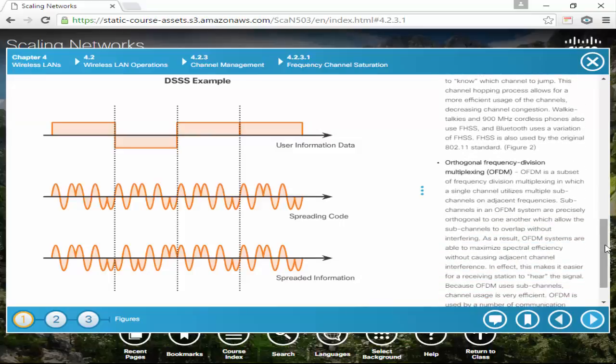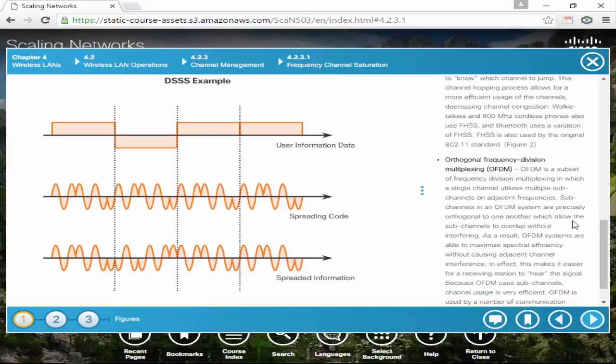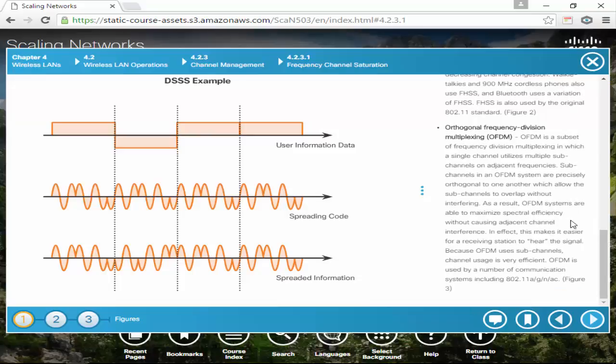Okay. Orthogonal frequency division multiplexing. OFDM is a subset of frequency division multiplexing in which a single channel utilizes multiple subchannels on adjacent frequencies. Subchannels in an OFDM system are precisely orthogonal to one another, which allows the subchannels to overlap without interfering. As a result, OFDM systems are able to maximize spectral efficiency without causing adjacent channel interference.